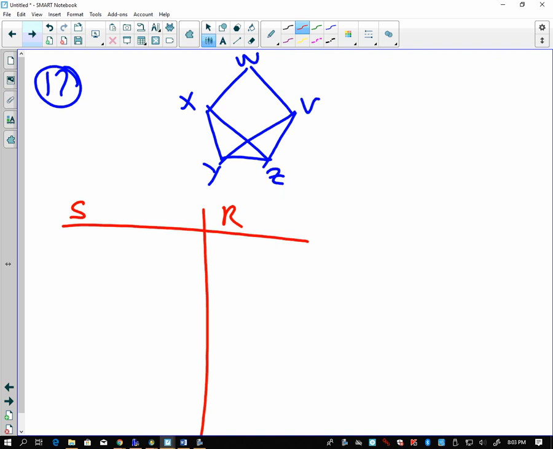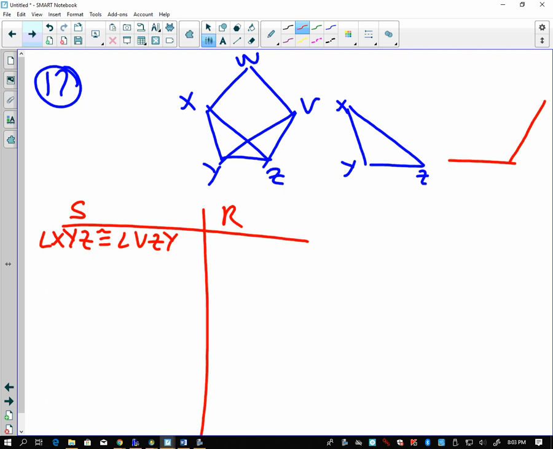Let's look at our givens first. Angle XYZ is congruent to angle VZY. And before I go much further, I'm going to draw two triangles. Try to do a little bit better. Let's call this XYZ. Let's call this one YZV. And we're going to look at those.